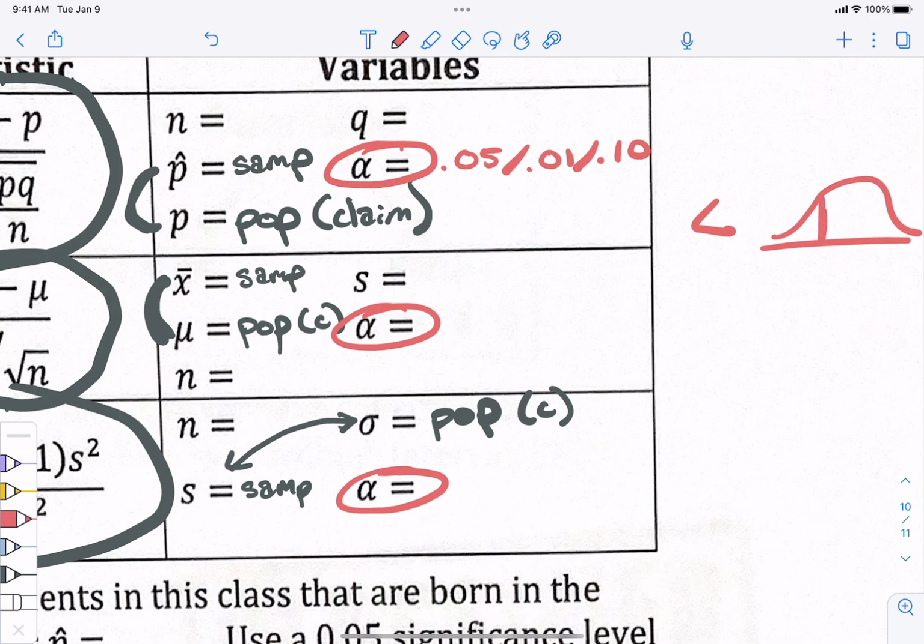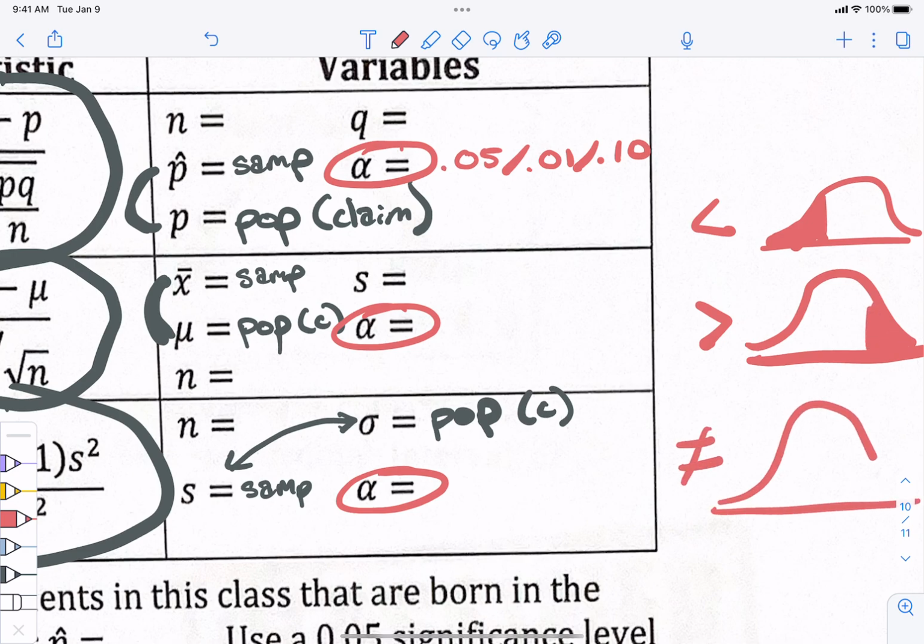If you're doing less than, you're doing one tail. If you're doing greater than, you're doing the big tail. If you're doing equal to and not equal to, you're doing two tails. If you're doing two tails, you have to split your significance level, right? So if it's 10%, you have 5 and 5. That's how that would work if you had a significance level of 10%. Do you guys know what you're doing?